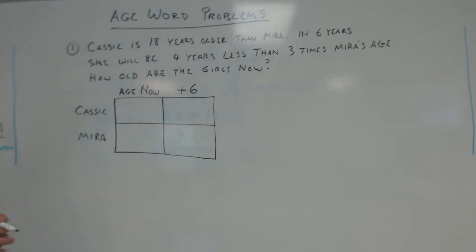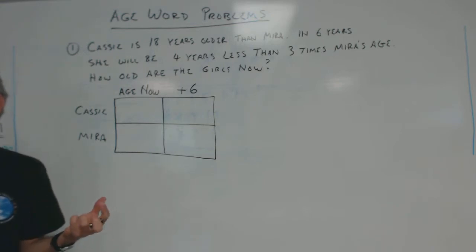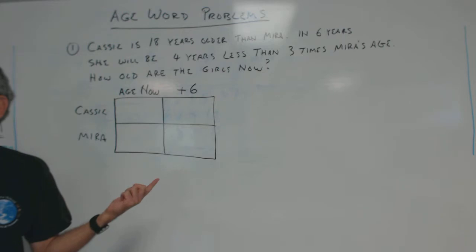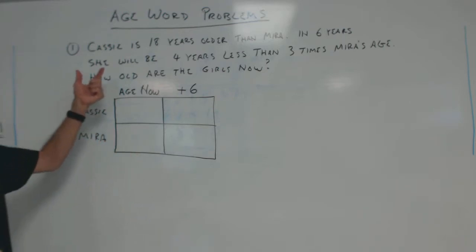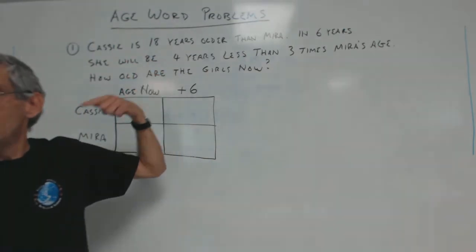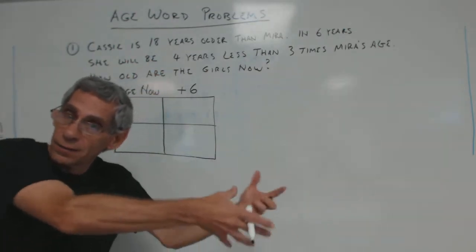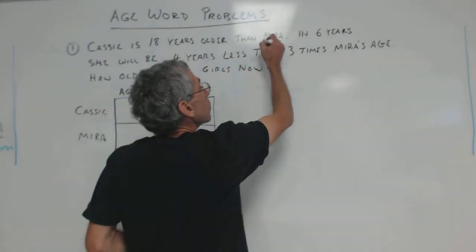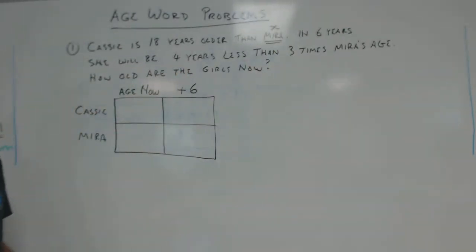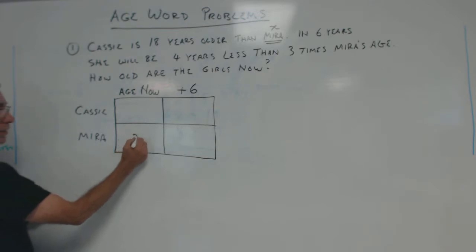Cassie is 18 years older than Mira. Which is the base person, Cassie or Mira? Mira. Cassie's age depends on Mira's age. It's 18 years older than what? Than Mira. So I underlined Mira and put an X over that. So Mira's age is X.